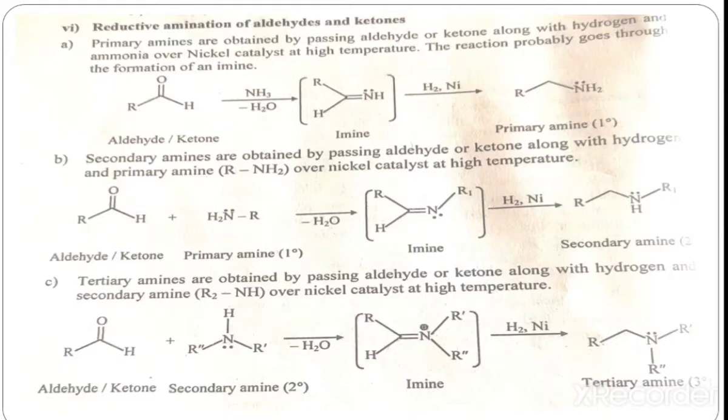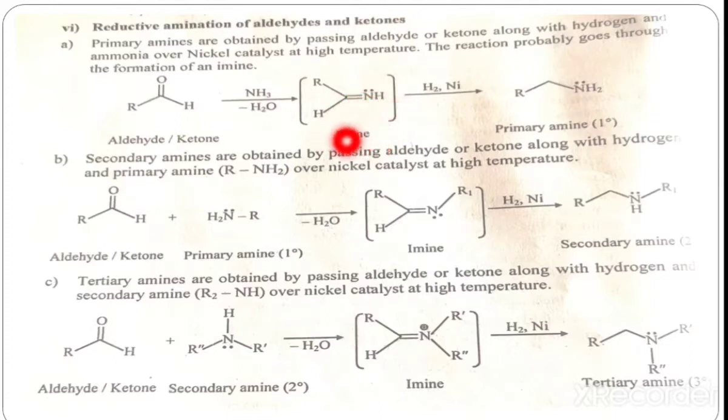Firstly, R-C double bond O-H is the aldehyde, and if we have R-C double bond O-R dash, this is the structure of a ketone. Now, when the aldehyde is treated with ammonia, NH3, we get the imine, R-C double bond NH with H, which is called the imine. C double bond N is the imine functional group.